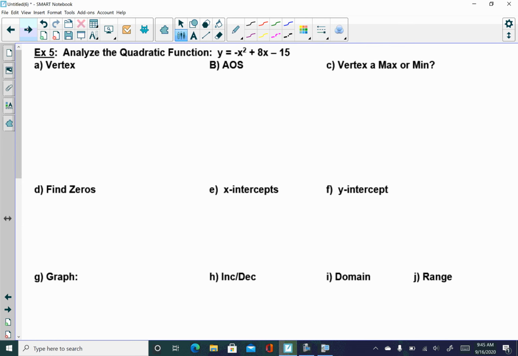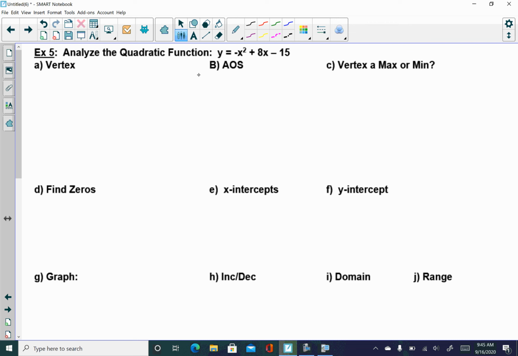All right, so let's look at example 5 here. Truthfully, everything that you see here is things that we've talked about. So you might want to take this quadratic function and fill in as much as you can on your own, and then come back to the video.